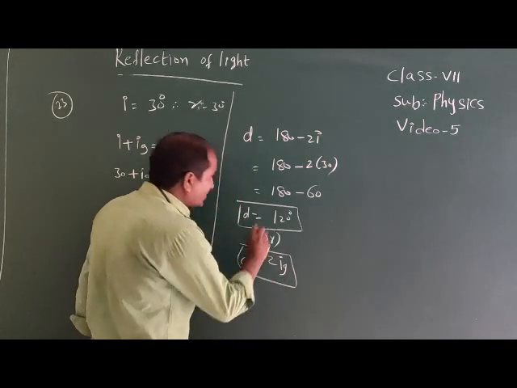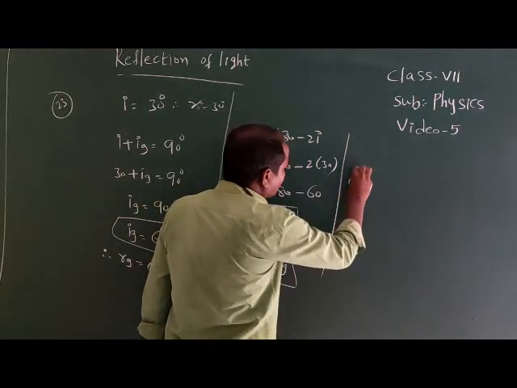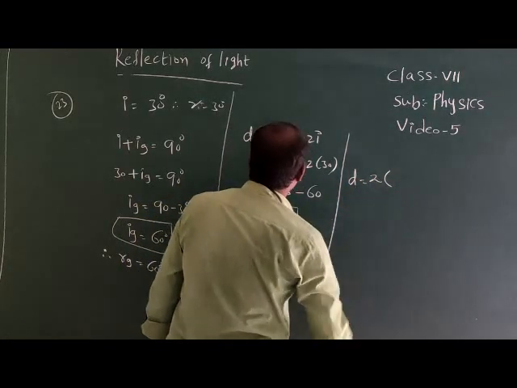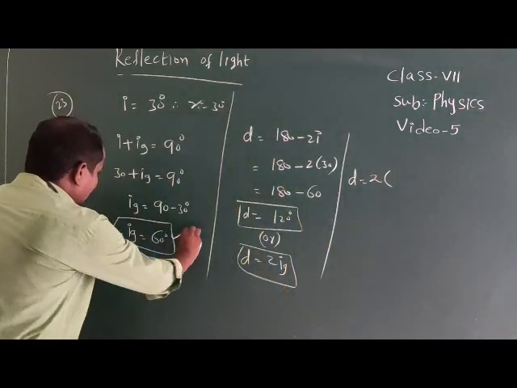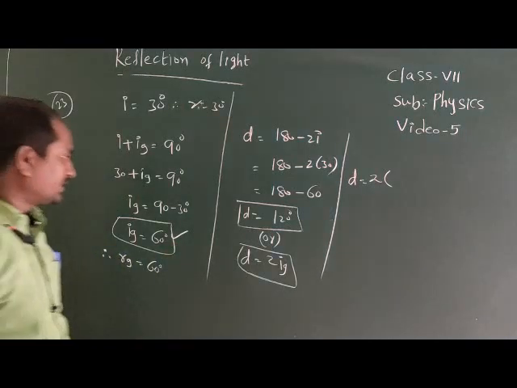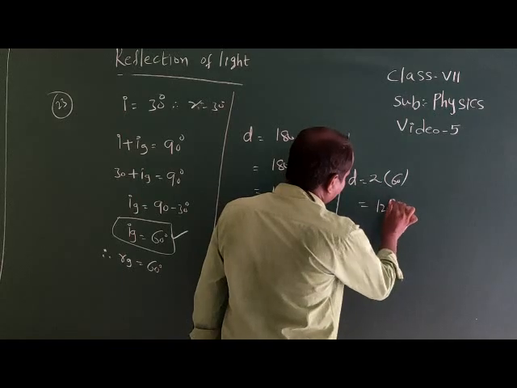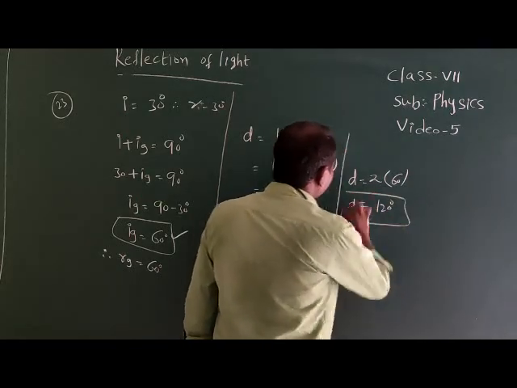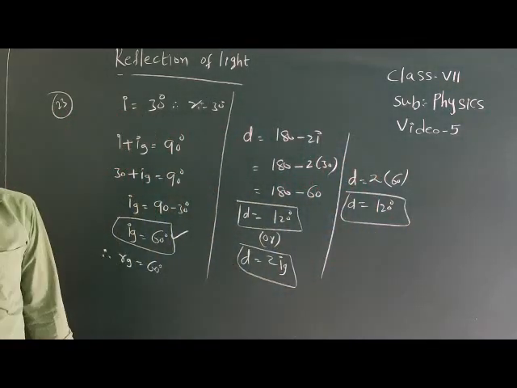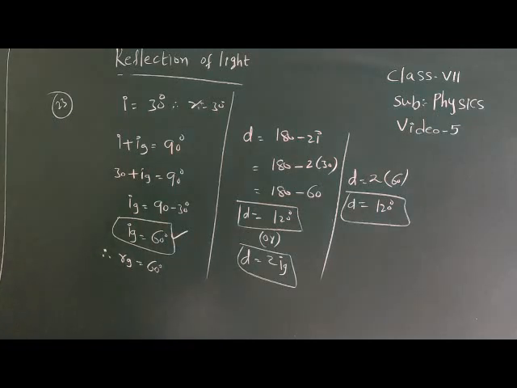D equal to 2Iz. So D equal to 2 into Iz. What is the Iz value here? 60 degrees. So 2 into 60 is equal to 120. We can use D equal to 180 minus 2I or D equal to 2Iz. We can use these two formulas to find the angle of deviation.